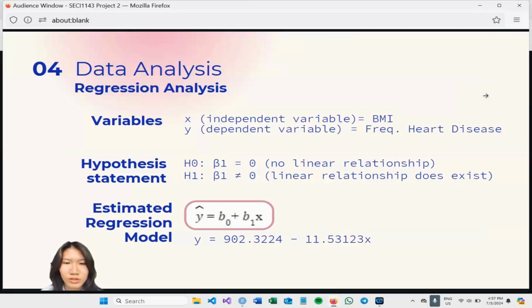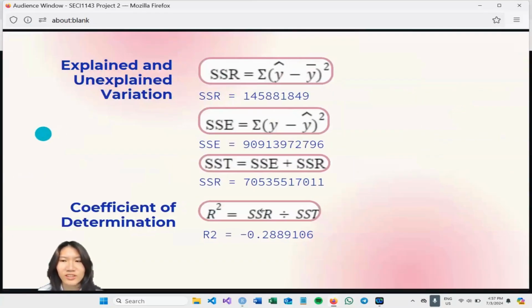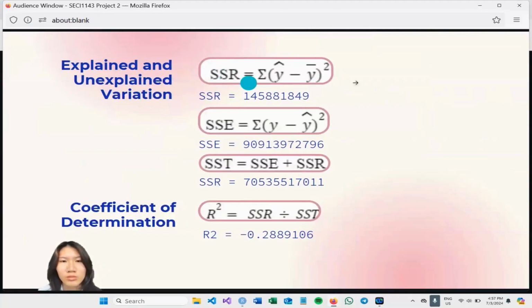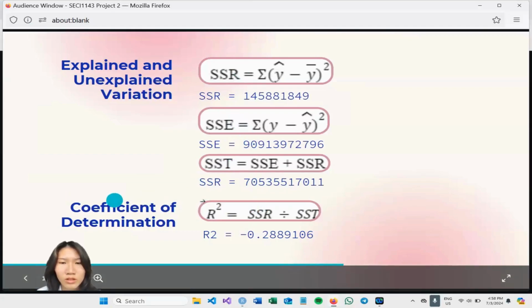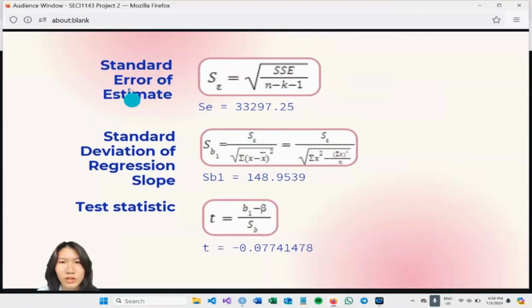The estimated regression model for this one, there's the formula here, and then we can plug in the value of x, and then we'll get that of y. So explained and unexplained variation. This one we'll get the sum of square regression, sum of square error, and then from these two we can calculate the total sum of square, and then we can also use this to obtain the coefficient of determination R squared. And then the standard error of estimate, we plug in the value and we got this one.